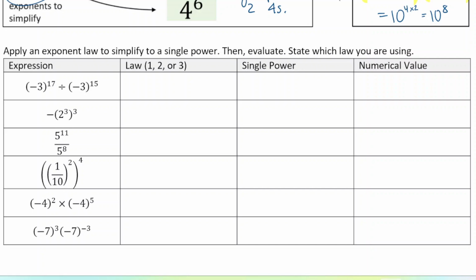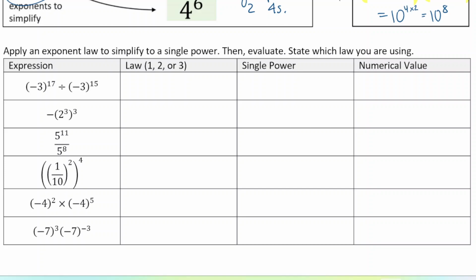Okay, we need the laws to answer the questions here because a lot of these powers are really large and we wouldn't be able to really answer them. Even some calculators, they don't have a screen that's big enough to display these answers because they're such large numbers. So we need to use these laws to simplify these down first before we evaluate them.